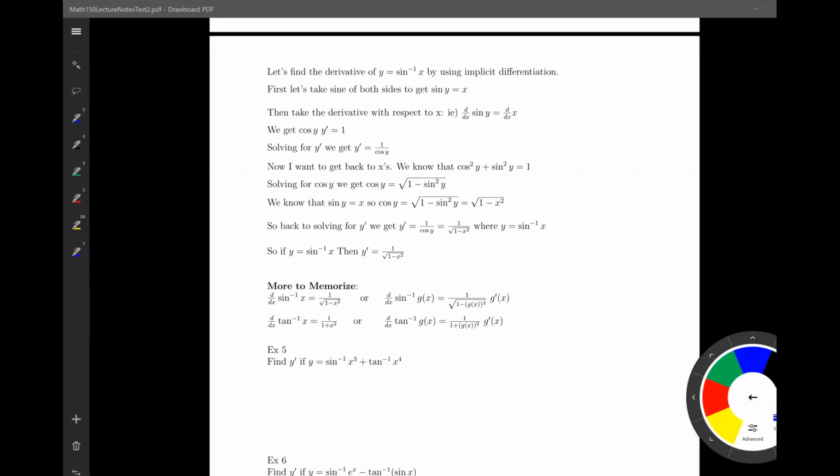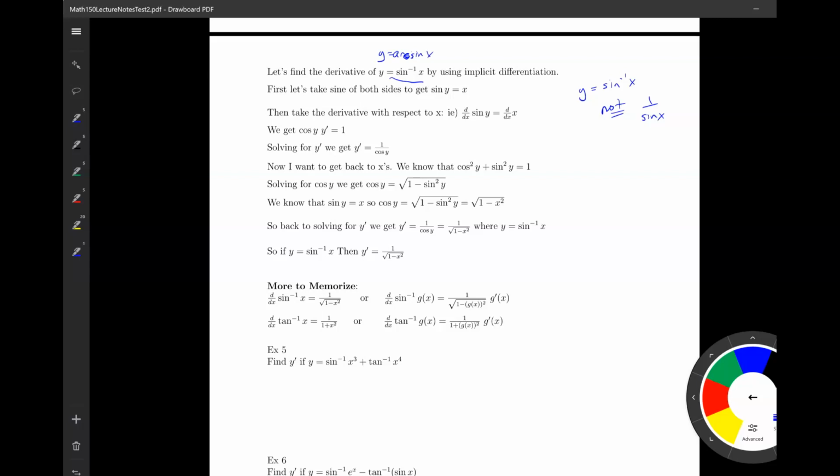All right, now let's talk about how to take the derivative of arcsine. Arcsine or inverse sine, right? They're the same thing. Arcsine of x. So you know that if I see sine to the negative 1 of x, that does not mean 1 over sine of x, correct? Does not. Okay, so it means arcsine.